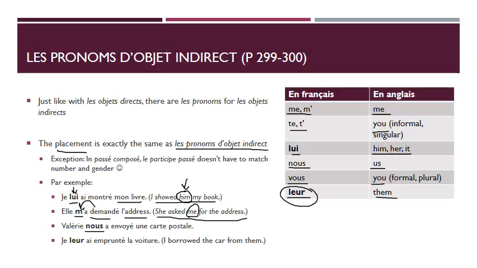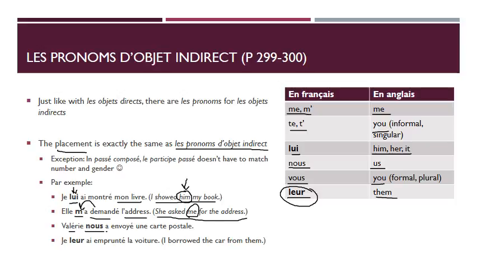Monty and I, or Monty and me, becomes nous because it's us. And then once it becomes us, we're going to stick it right here between the subject and the conjugated verb. So Valerie nous a envoyé une carte postale. All right. Is it making sense now? Starting to see the pattern?